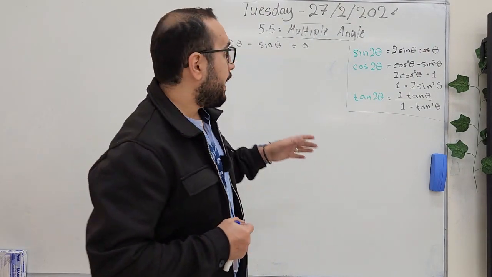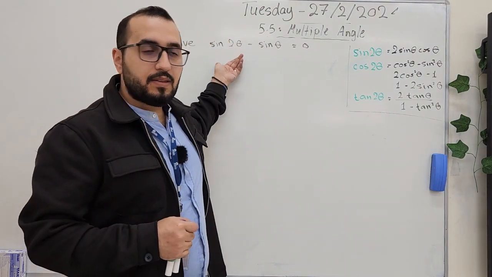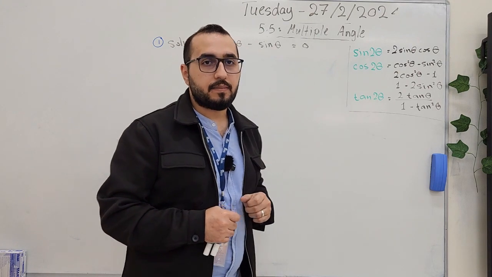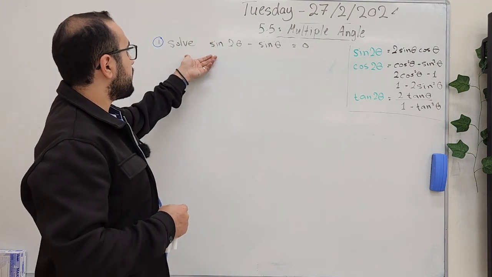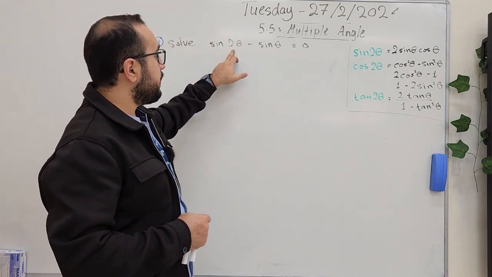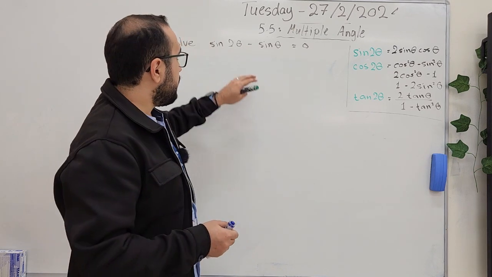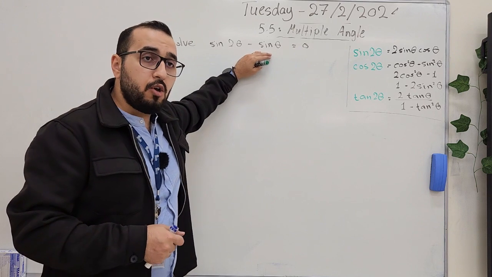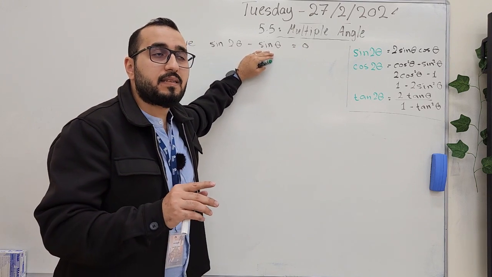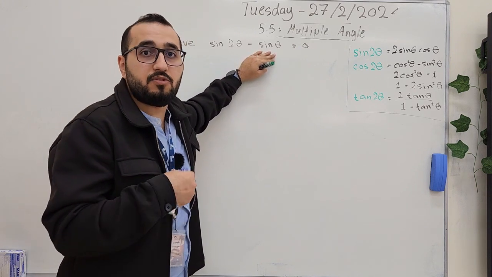Now, I will solve a question using the double angle identity. So I have this question here, this example. Solve sine double theta minus sine theta equals 0. As you can see here, if you look at the question, always look at the part that is not simplified and try to simplify it.